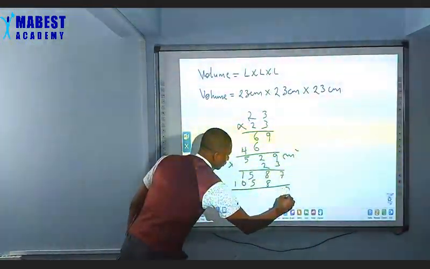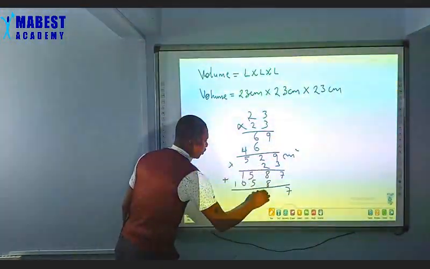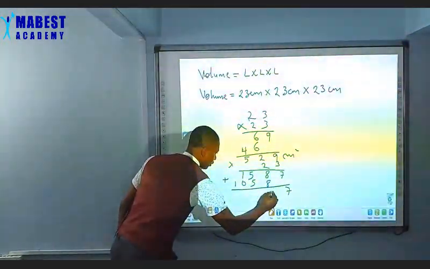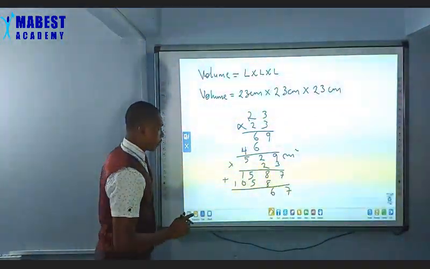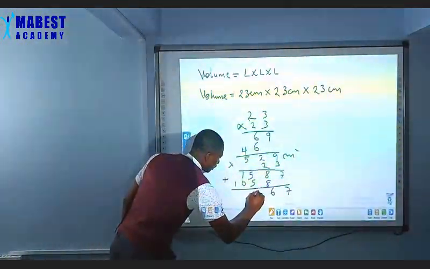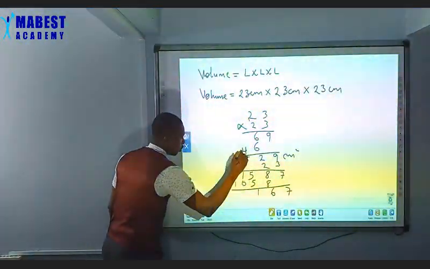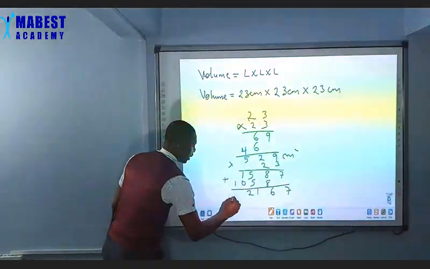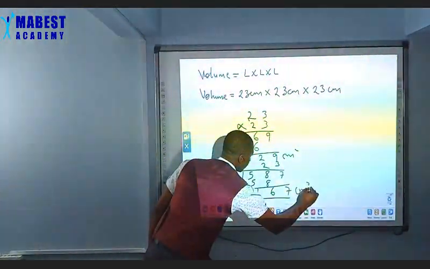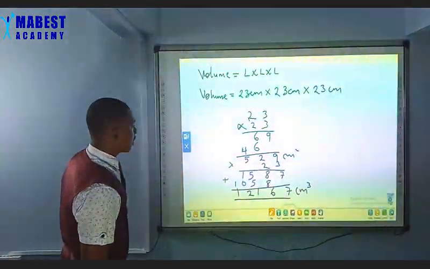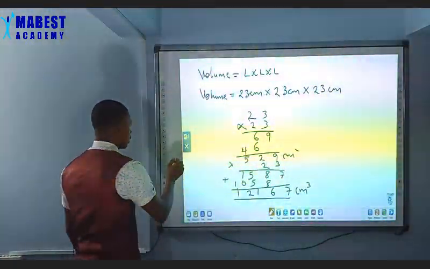So this is 7 plus 0. 8 plus 8, yes, 16. You are correct. You keep 1. 5 plus 5, you have what? 10 plus the 1, what will you have? 11. 1 plus the 1, that is 2, and this is 1. So it means our answer is 12167 centimeter cube.